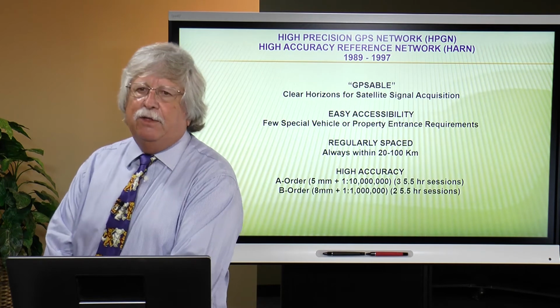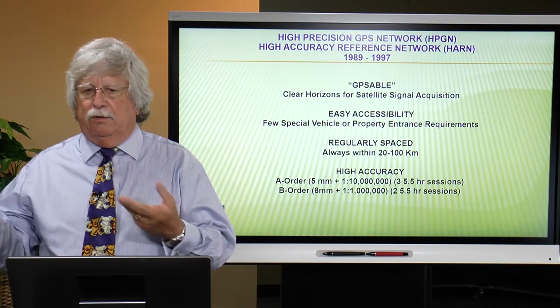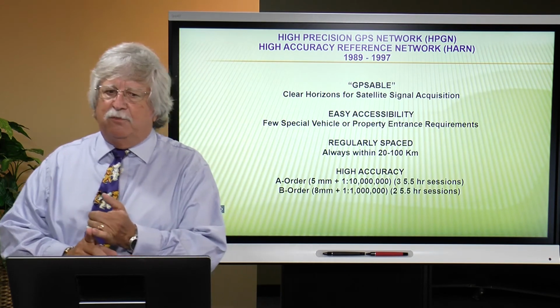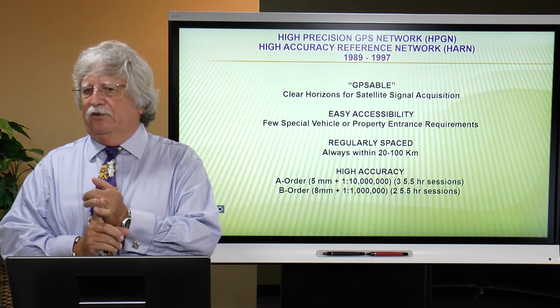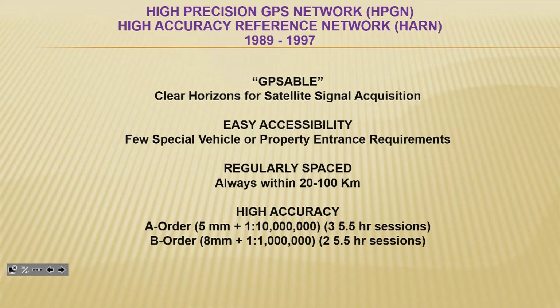In 1972, the name is changed to the High Accuracy Reference Network, so the acronyms HARN and HPGN, you'll see them out there. But now because GPS is being used, everything has to be GPSable, naturally. Try to make the stations easily accessible and regularly spaced. And the agency had to create new orders of accuracy that never existed before.